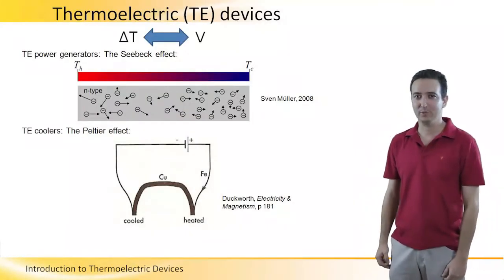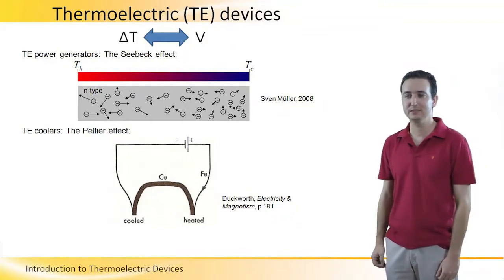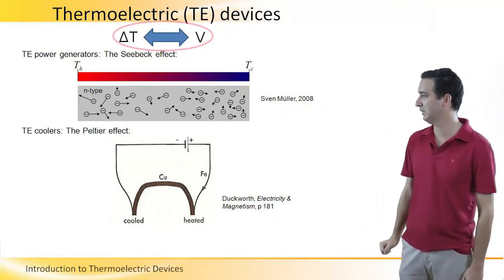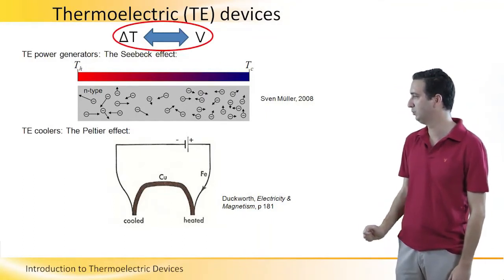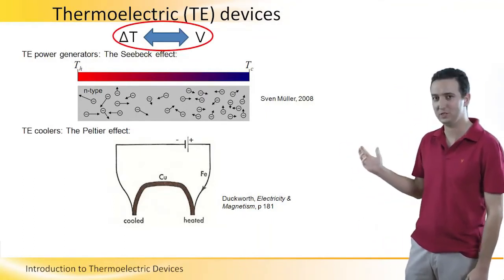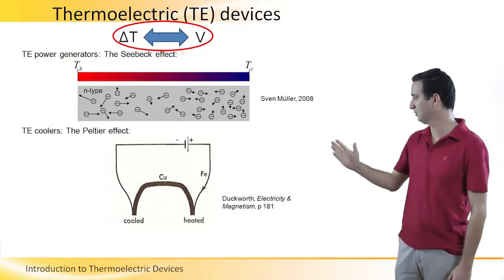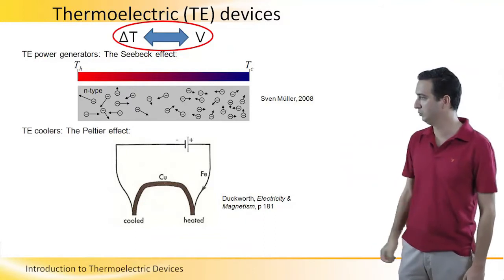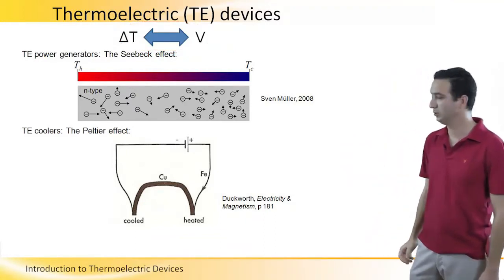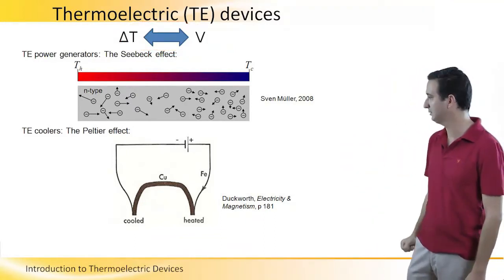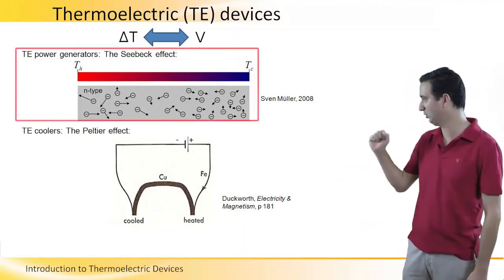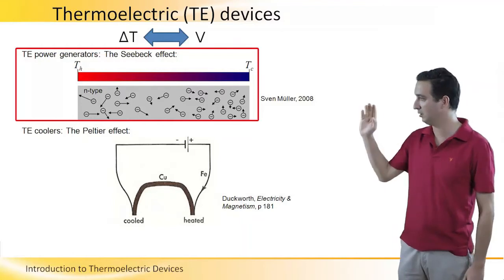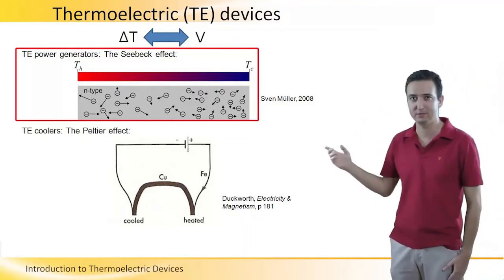So let's first talk about thermoelectric devices. These devices can do two things actually. They can convert a temperature difference into potential difference, meaning voltage, and they can also do the opposite thing, converting voltage into temperature difference. So there are two kinds of thermoelectric devices. The first kind is called power generators, and their action is based on the Seebeck effect.